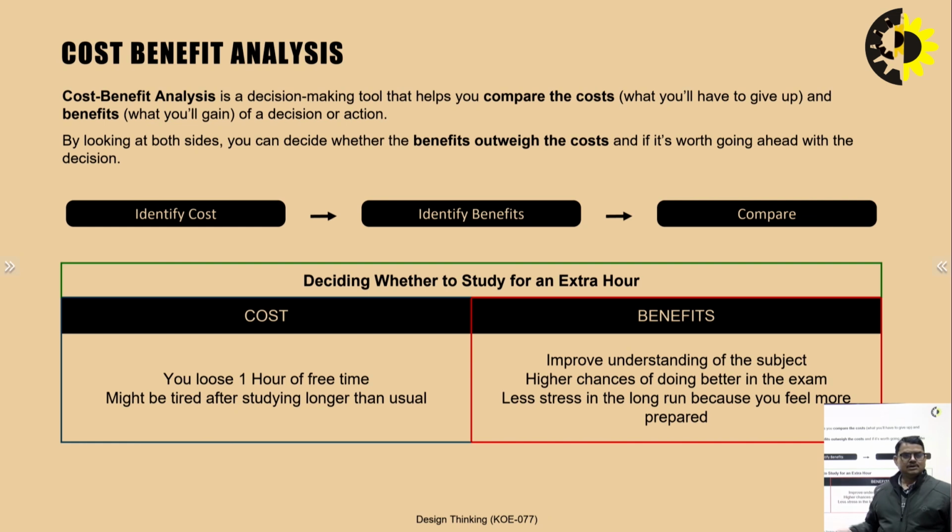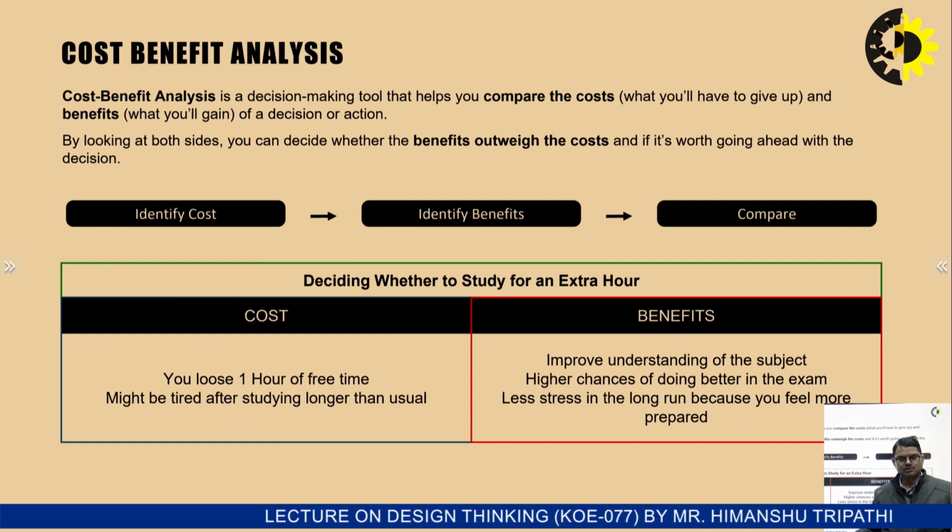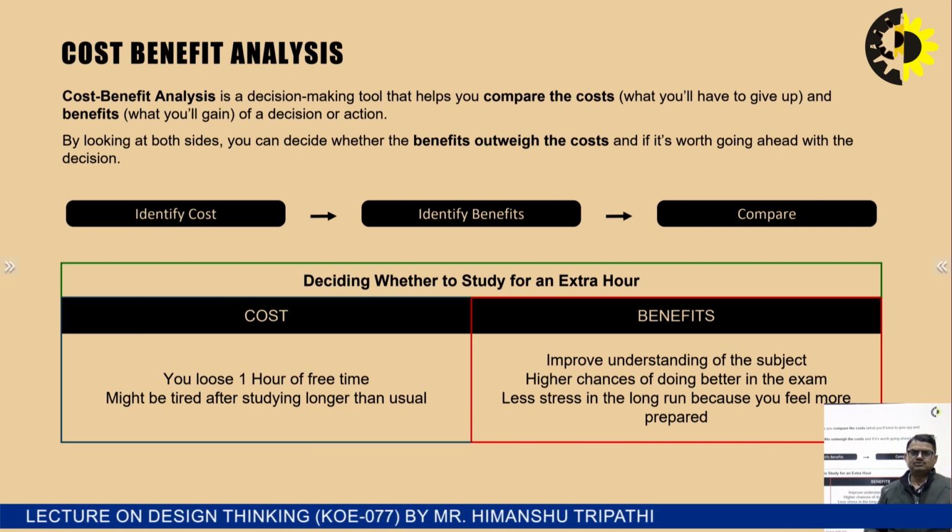For the student purpose, I have taken one very simple example: devoting one extra hour to your study. You have to decide whether it is useful to devote one additional hour. For example, if you are devoting 2 hours daily, and now today there is a requirement that you have to devote 3 hours, should you devote one additional hour or not?